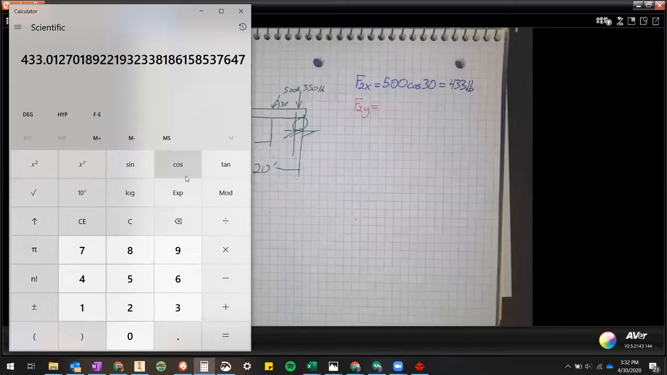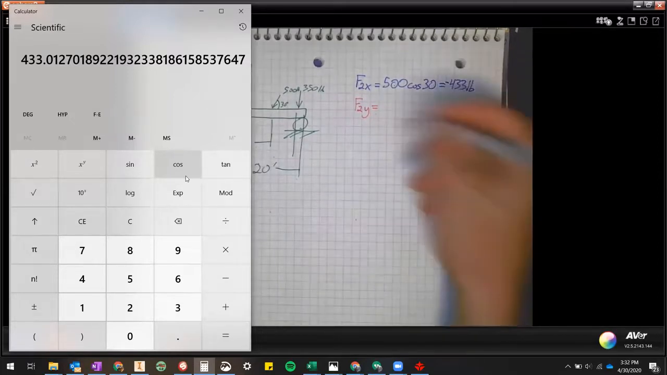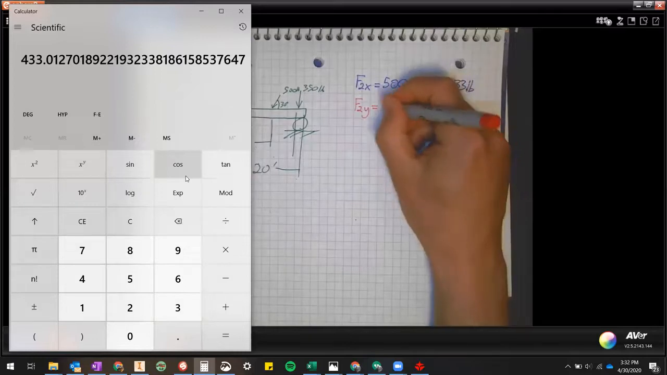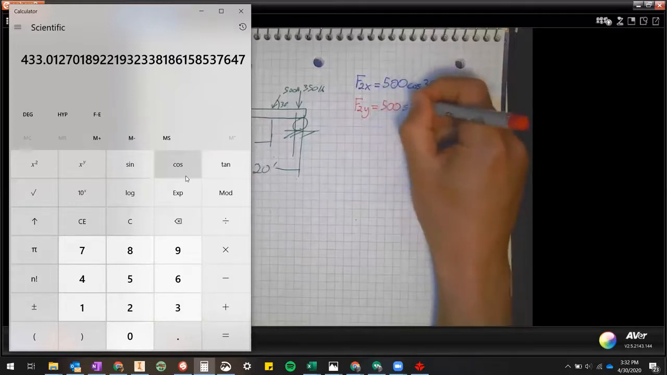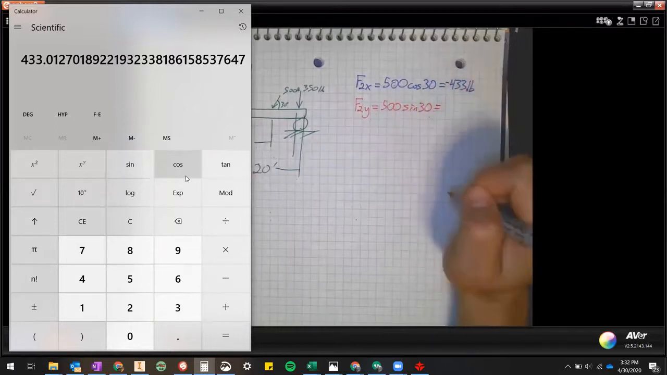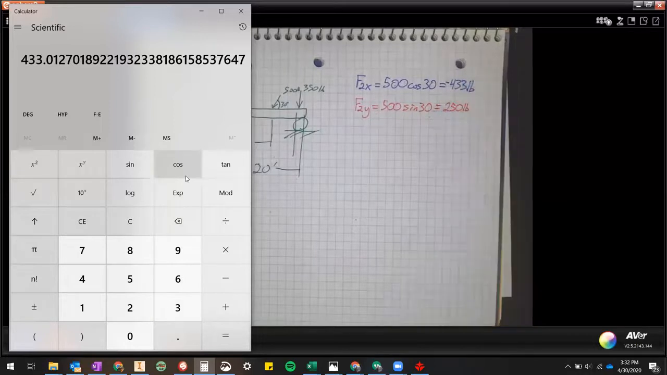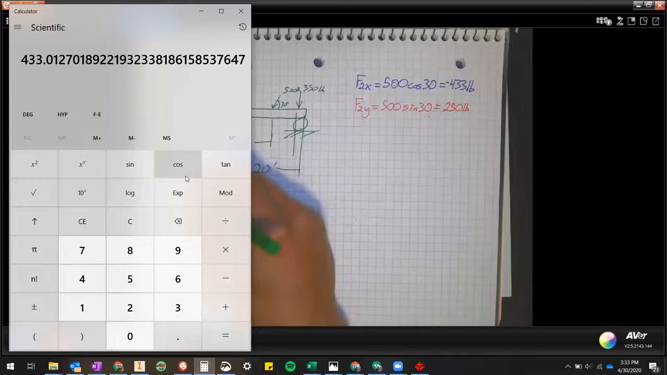I guess we could say that's a negative 433 since it would be acting down and to the left. It'll be 500 sine of 30. Well, if you also remember, sine of 30 is 1/2. We've been doing this enough now. Sine of 30 is 1/2 times 500, which gives us 250 pounds. Okay, so there's our initial forces broken down, and that'll help us make our free body diagram a little bit faster. So our next step is our free body diagram.